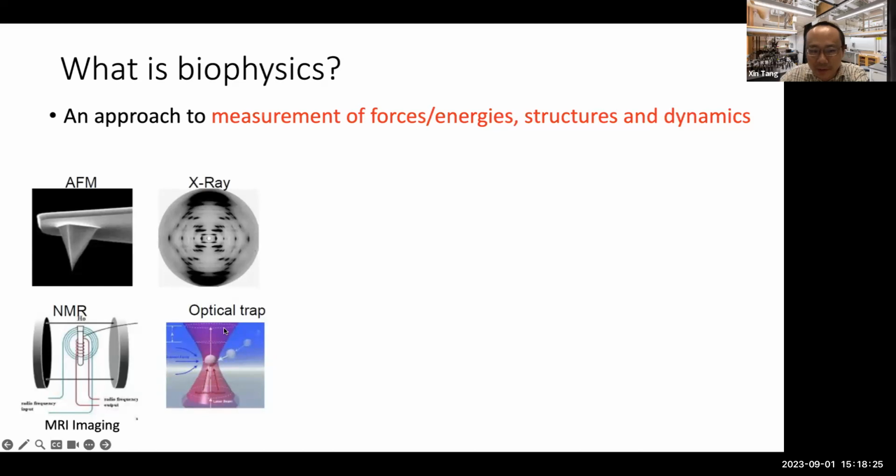So that means we can use the light to apply force to the bead and then move this bead. Scientists bind this bead to the cell or to the molecule and then push the bead away so that we can stretch the molecule and stretch the cell. That's why it's called a trap. We use the light to control this bead. So that's what's called an optical trap. Sometimes people call it optical tweezers.